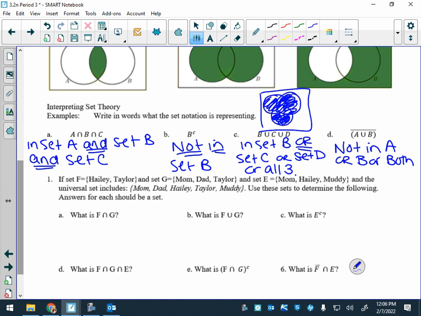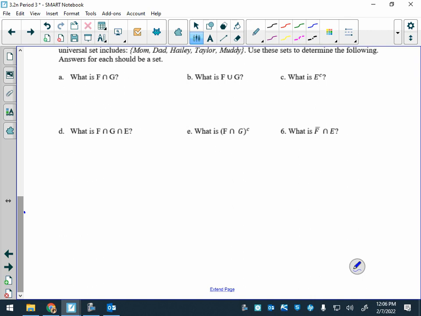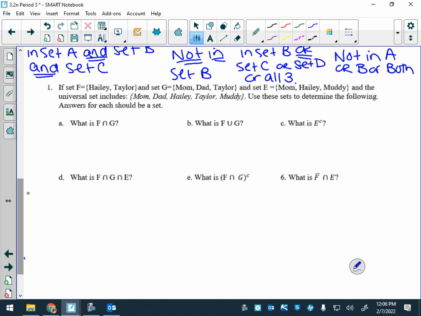All right, so we're going to get to an example. We have 3 sets here. Set F is Haley and Taylor. Set G, Mom, Dad, Taylor. Set E, Mom, Haley, Muddy. And the universal set, so everybody that would be included, is Mom, Dad, Haley, Taylor, Muddy. So that's all the names in the universal set.